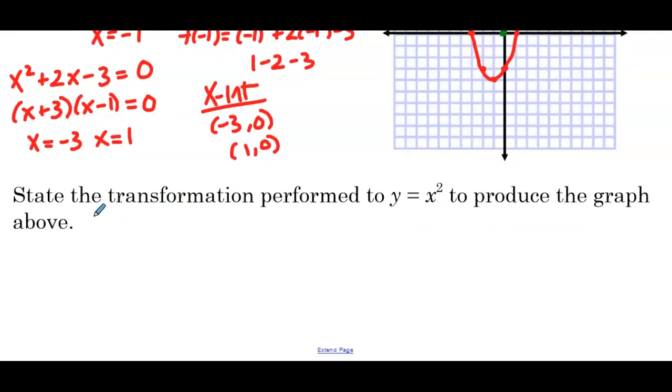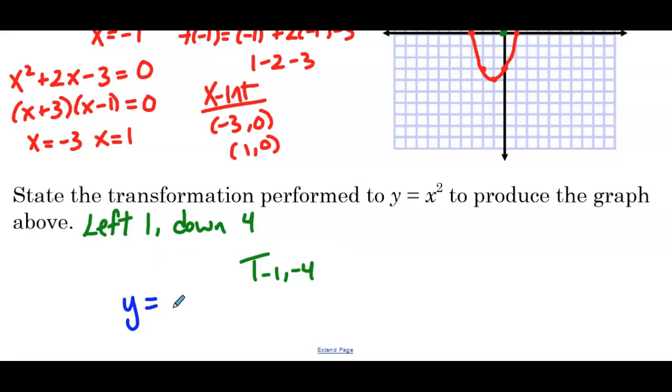Okay, so state the transformation. So it's left 1, down 4. If we write it in our shorthand notation, that's a translation of (-1, -4). So let's take the parent function, y equals x squared, and let's apply that translation to the function. So we'd wind up with y plus 4 equals (x plus 1) quantity squared.